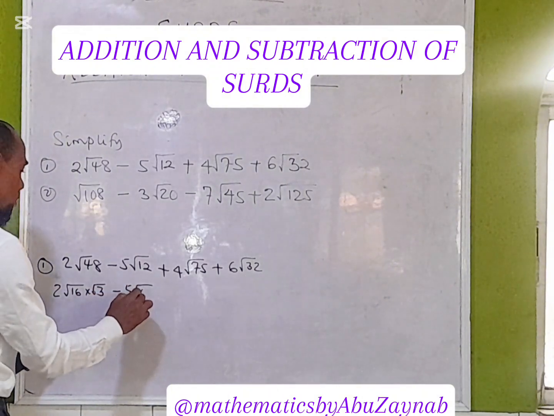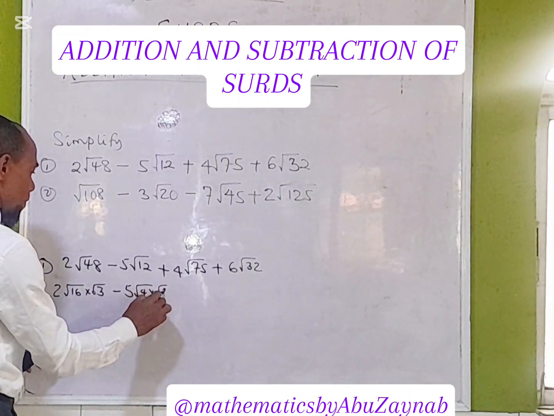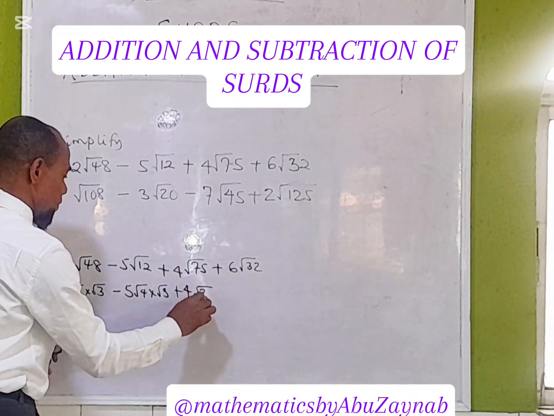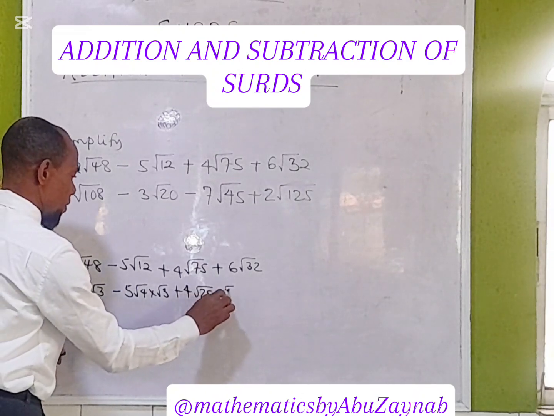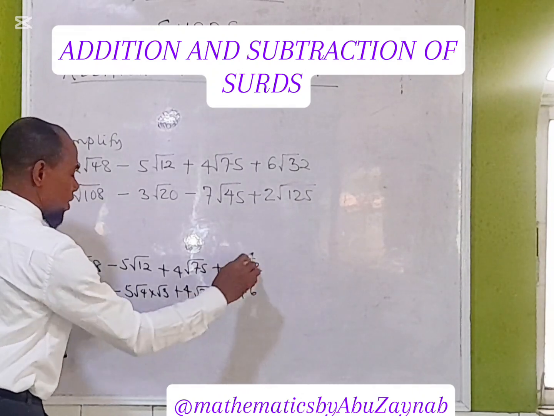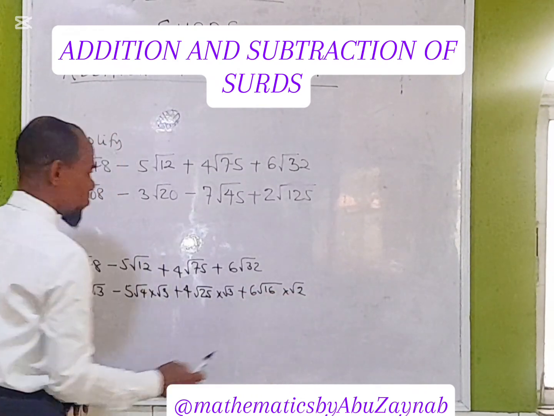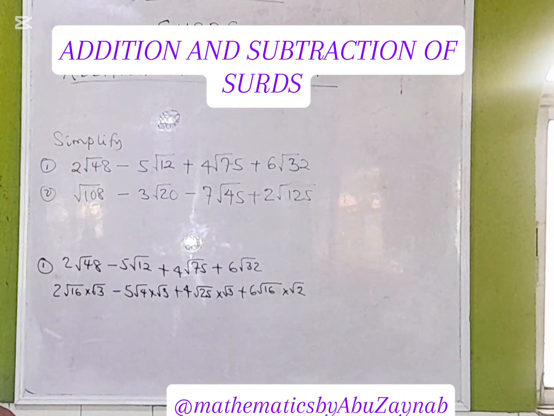Then minus 5, 12 is simply 4 by 3. Then plus 4, 75 is simply 25 by 3. And lastly, 32 is simply 16 by 2. So that's step 1, breaking each surd down into the basic form.